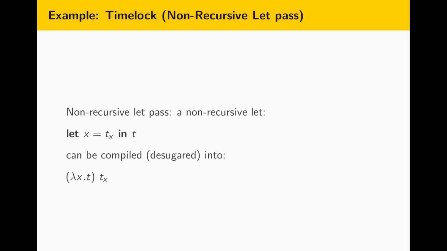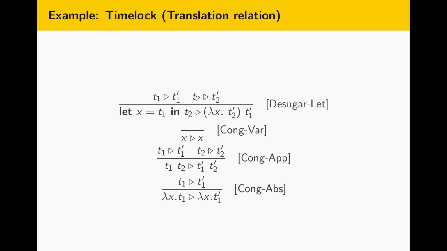Now let's look at one of those passes, in this case the desugaring of non-recursive lets. So specifically a let in the form of let x = tx in t can be desugared into the application of a lambda on the defined term tx. And for the lambda calculus extended with let expressions, the rules can be stated as follows, and this almost directly translates the previous slides into a translation relation where a let is desugared into an application of a lambda and subterms are inductively translated.